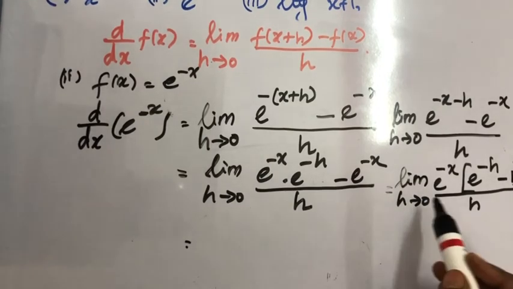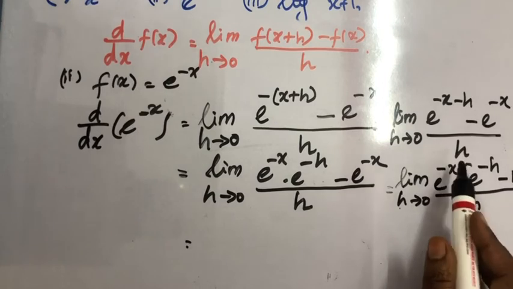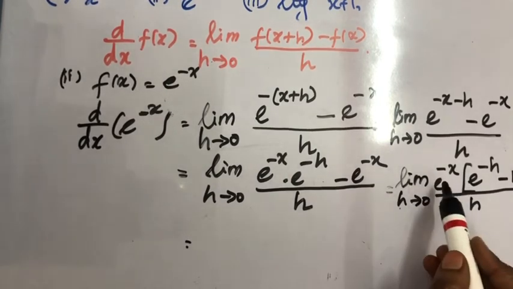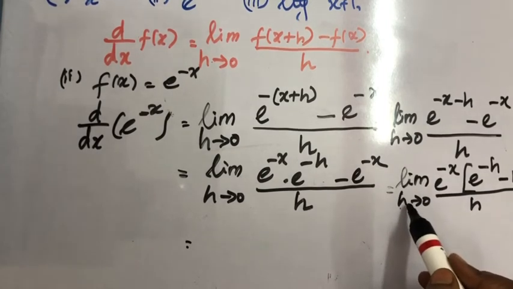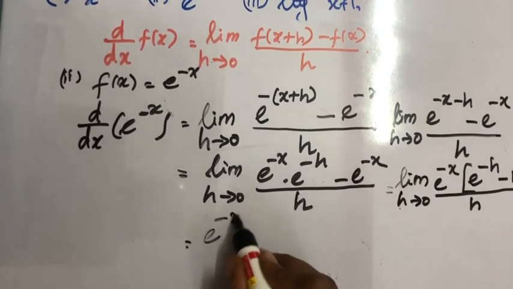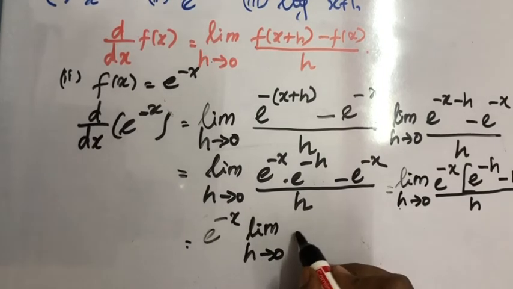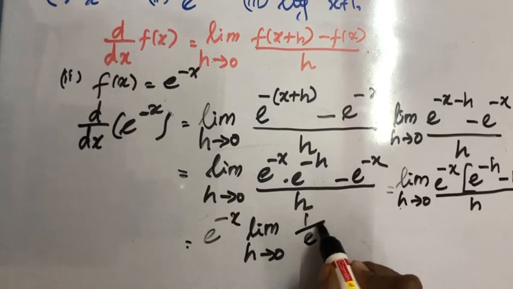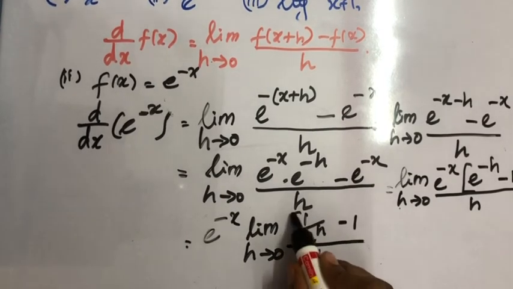We have the limit for h only, isn't it? Limit h tends to 0. So we can treat the expression of x as constant as we have the limit as h tends to 0. So e power minus x, limit h tends to 0. I write e power minus h as 1 by e power h, minus 1, divided by h.